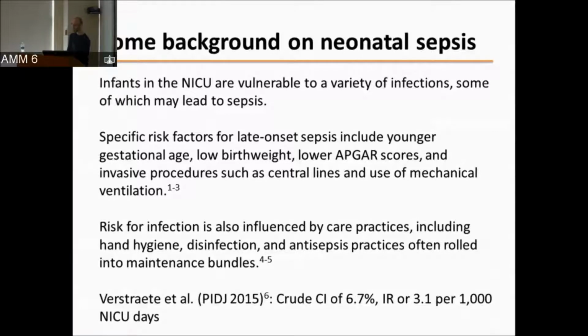And their population may have been a little bit higher risk than our population, but these are just the most recent convenient numbers to go into the literature and pull out.